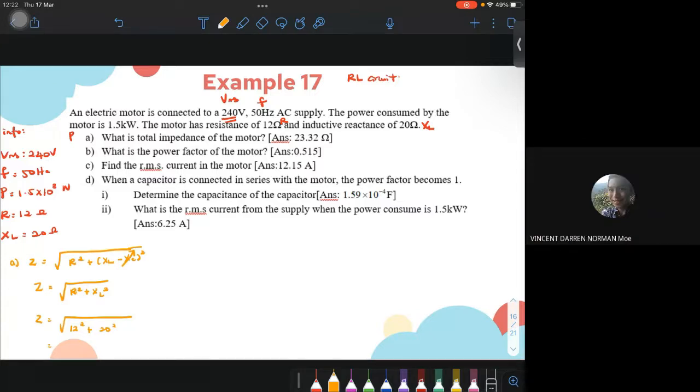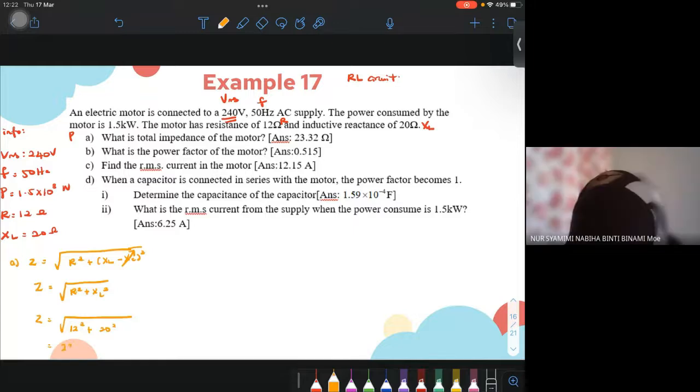Ohm. 23.32 ohms. Okay, this one should be no problem. Very simple. Okay, right.